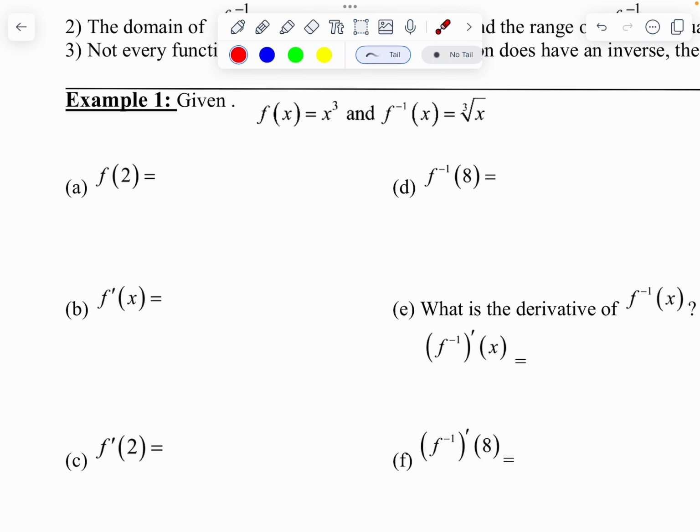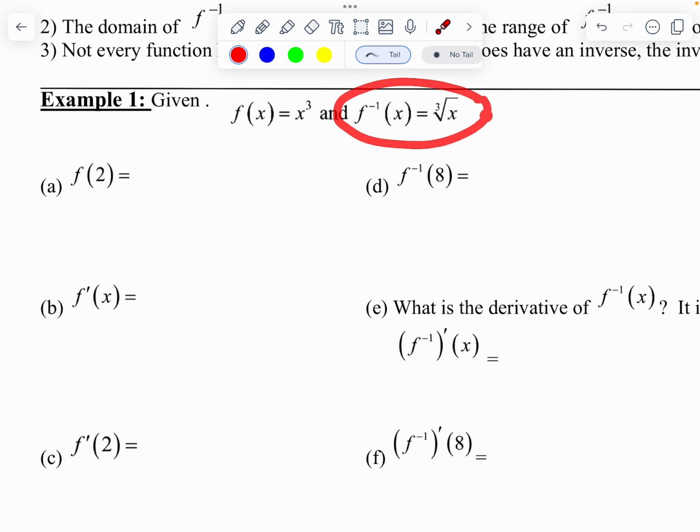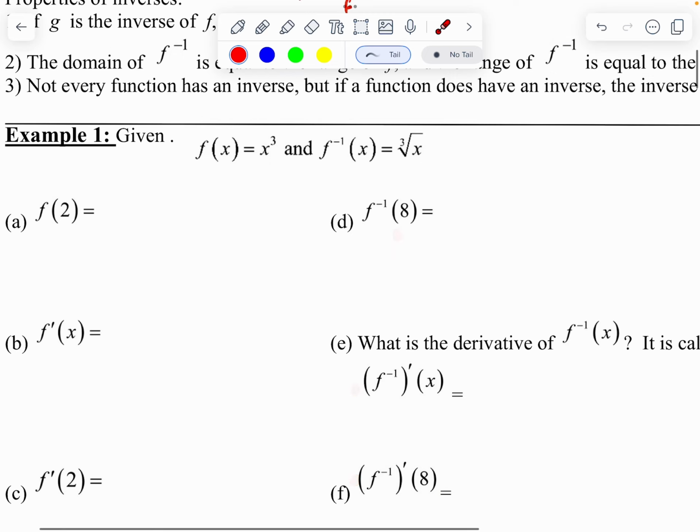For a, b, and c, it wants you to find f of 2, f prime of x, and then f prime of 2. So you're going to use f of x for these. And then d, e, and f want you to find those same things, but of this function here: f inverse of 8, the derivative of that inverse function, and the derivative at 8. If we're going to have to find the derivative of this function, we want to make sure we rewrite it as a power. So f inverse of x is x to the 1/3.